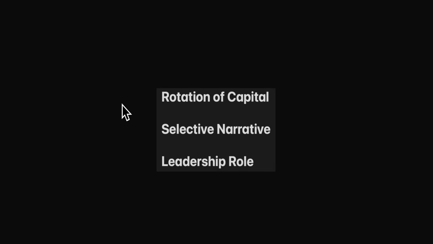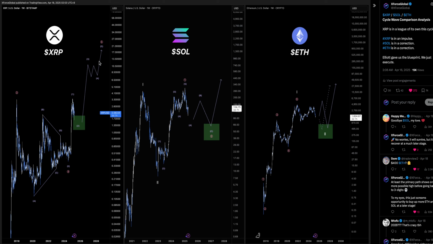Well, for the first point, the rotation of capital, when you see one coin impulsing like XRP while other coins are lagging, it means that money is definitely rotating into XRP. And this happens because traders are chasing that 5-wave momentum no matter what. Even the haters will be chasing that momentum. That's what creates that FOMO for these waves 1s and 3s and 5s. And waves 1, 3, and 5 are the impulse structures.